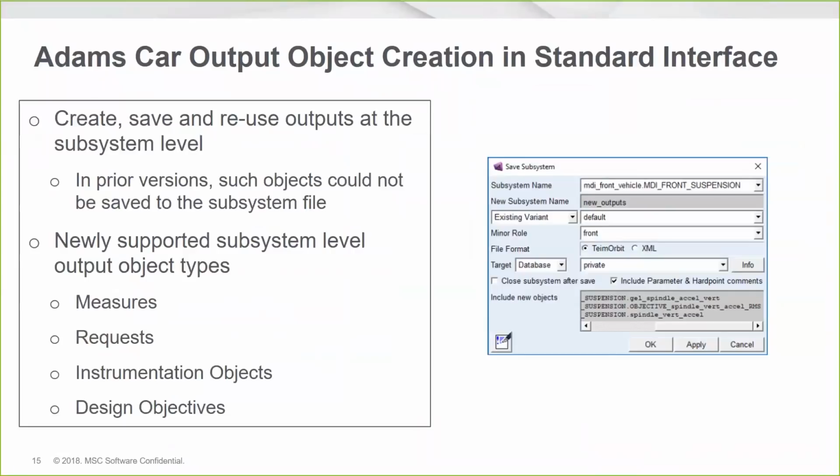Another thing that we can do now in this release in Adams Car within the standard interface that we weren't able to do before is handle output objects, and create and save output objects at the subsystem level. Previously such objects couldn't be saved as a subsystem file. Now a standard interface user can create and save off the subsystem file measures, requests, that new instrumentation object we talked about, as well as design objectives.